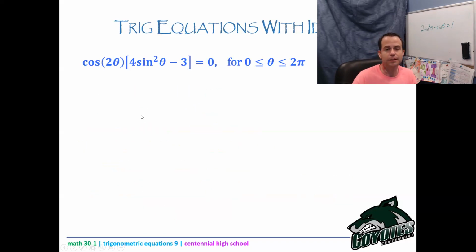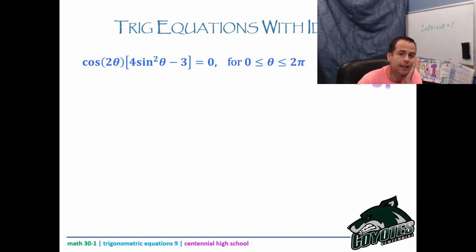Cos of 2 theta times 4 sine squared theta minus 3. Again, get into the habit of asking yourself as the very first question, are there any NPVs I have to think about? There is no division here, so there's no possibility to have a 0 on the bottom of a fraction, so there's no NPVs.